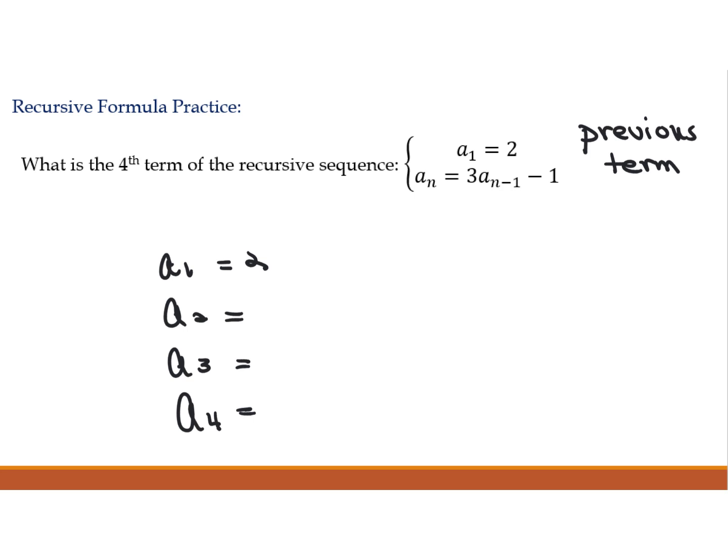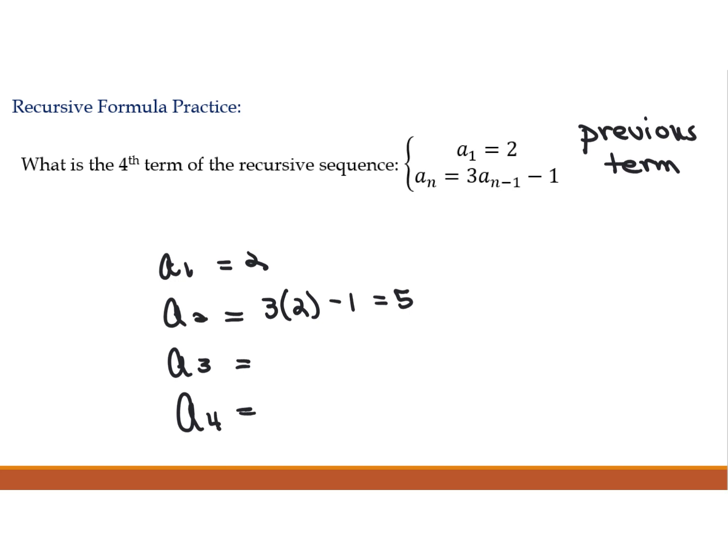So to find a sub 2, I'm going to plug that into the formula. The formula is a sub n is equal to 3 times the previous term, which is 2, minus 1, which gives me 5.